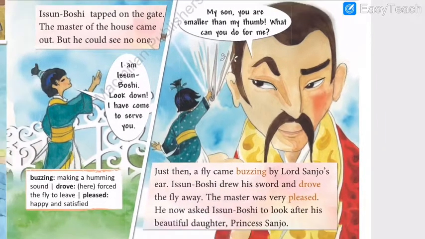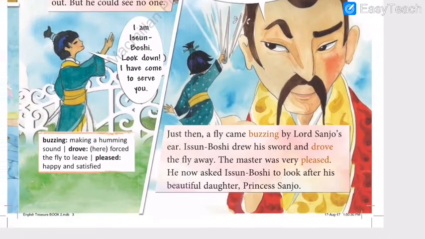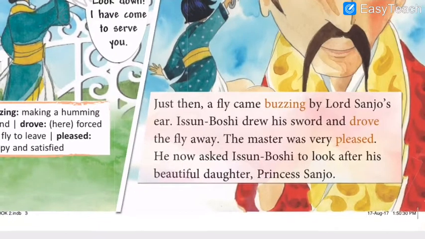And what happened? You can see that Issunboshi is holding the sword. Do you think that he is fighting with Lord Sanjo? No, he is not fighting with Lord Sanjo. To understand that, we need to read this paragraph. So I will zoom in for you.